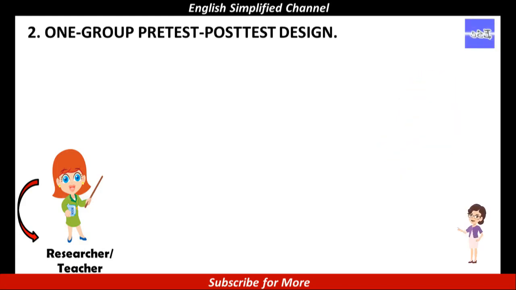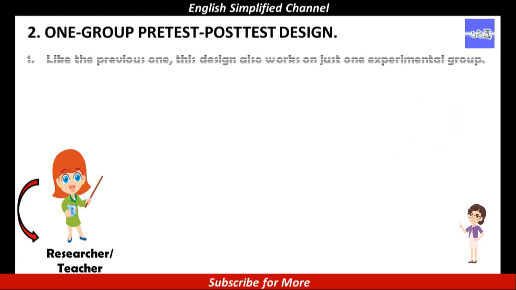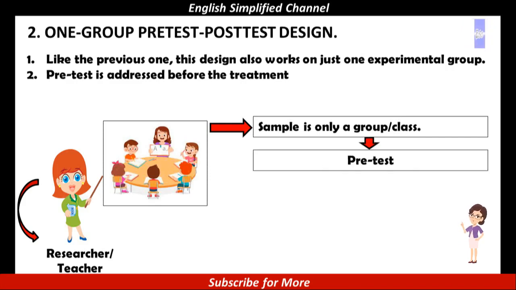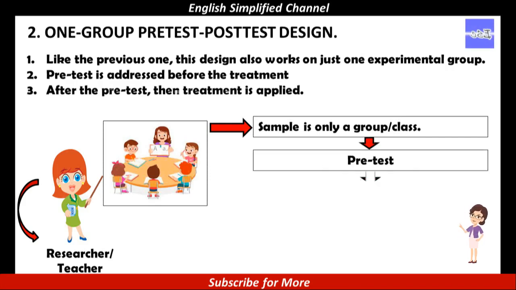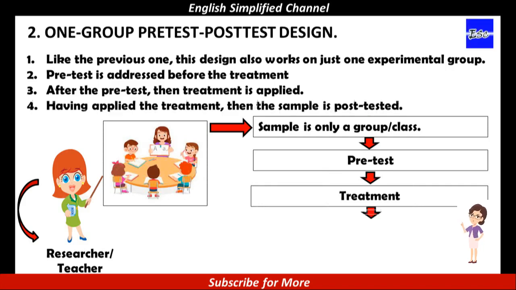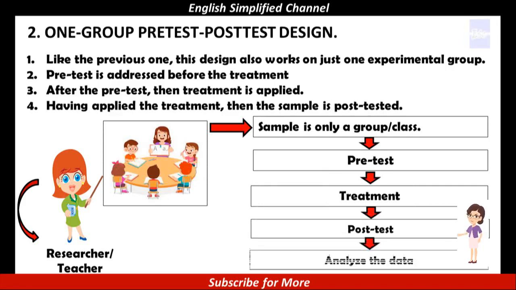Simply, here are the characteristics of one-group pretest-post-test design. 1. Like the previous one, this design also works on just one experimental group. 2. Pre-test is addressed before the treatment. 3. After the pre-test, then treatment is applied. 4. Having applied the treatment, then the sample is post-tested.